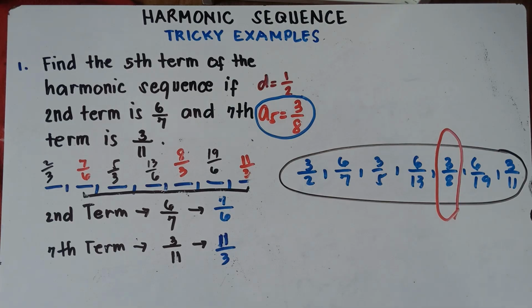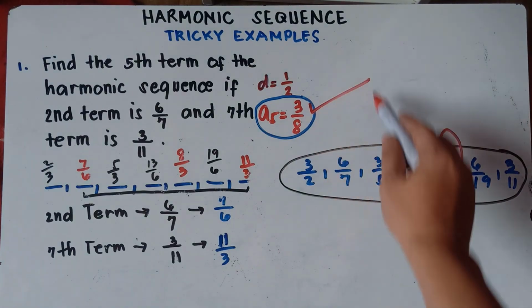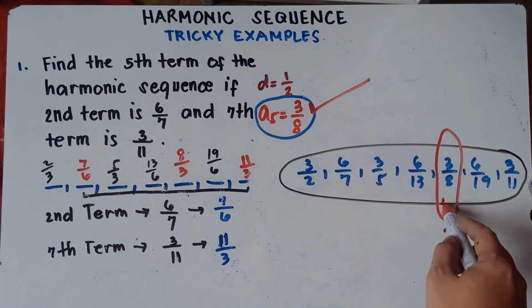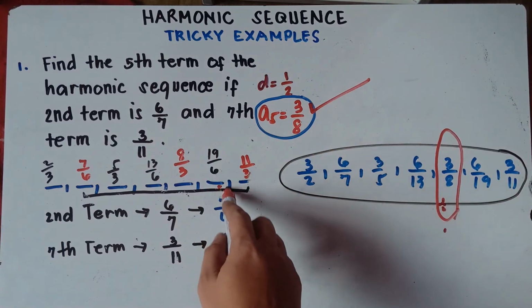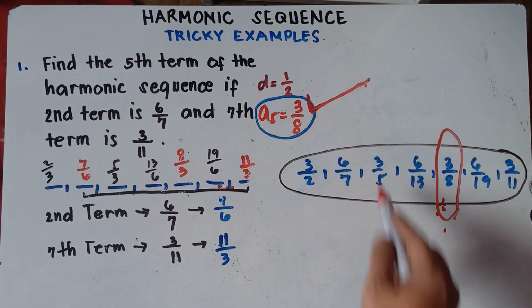Now, for number 2, feel free to see the link in the description down below with regards to the part. This will be the part 3 now for number 2. The answer is 8 over 3. This will be our answer, class, 3 over 8, because we already converted this arithmetic sequence into a harmonic sequence. Final answer is 3 over 8 for the 5th term.